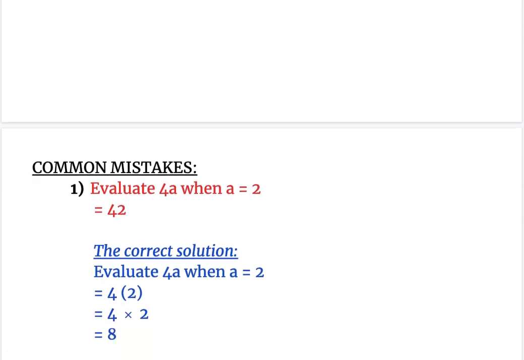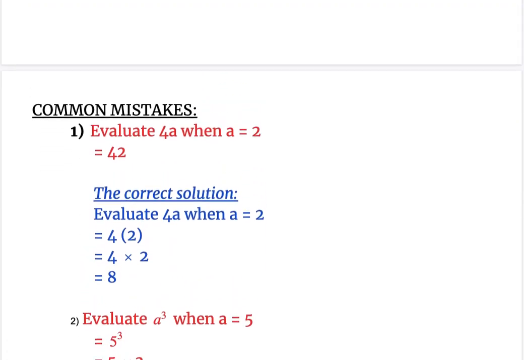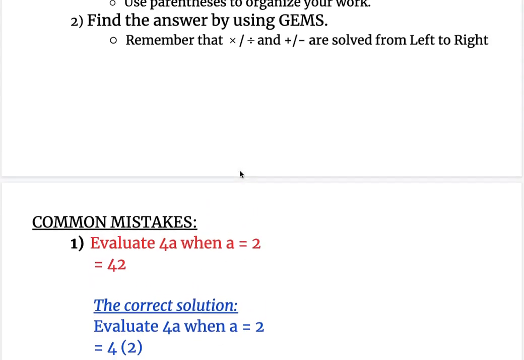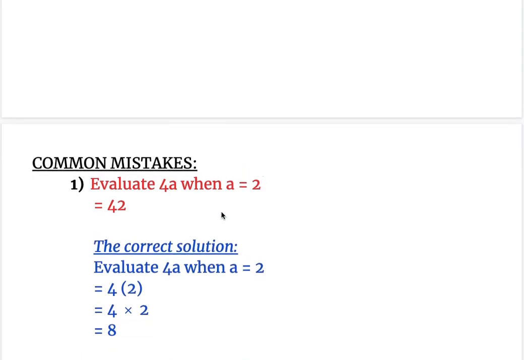All right, so before we go over some examples, I want to go over some really common mistakes. So the first one: if the problem were to give you 4a and they ask you to evaluate 4a when a is equal to 2, sometimes I've seen people just replace, remember your first step is to replace the variable with the value. I've seen people just say, okay, instead of a, I'm going to put a 2 there. And then they say their answer is 42.